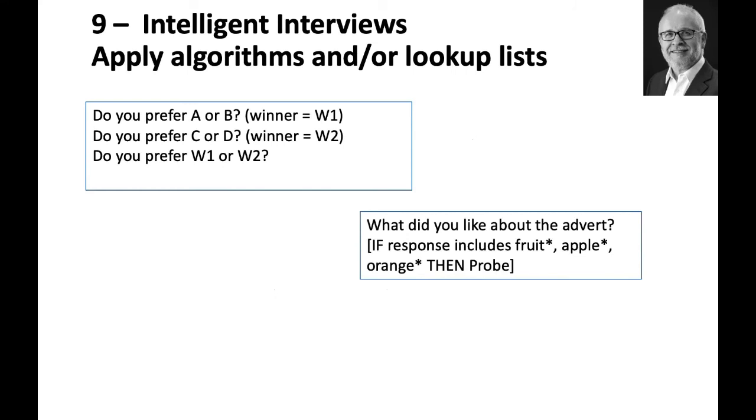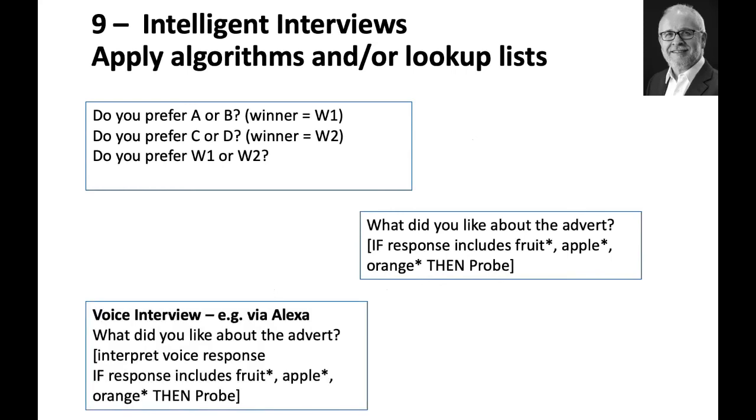What did you like about the advert? This is a more complicated version of that. If the response includes a word that begins with fruit, or a word that begins with apple, or a word that begins with orange, then probe. We're now seeing systems that can use things like Alexa. So that same adaptive algorithmic approach can be applied to that. What did you like about the advert? Interpret the voice response. If the response includes words beginning with fruit, apple, or orange, then probe.